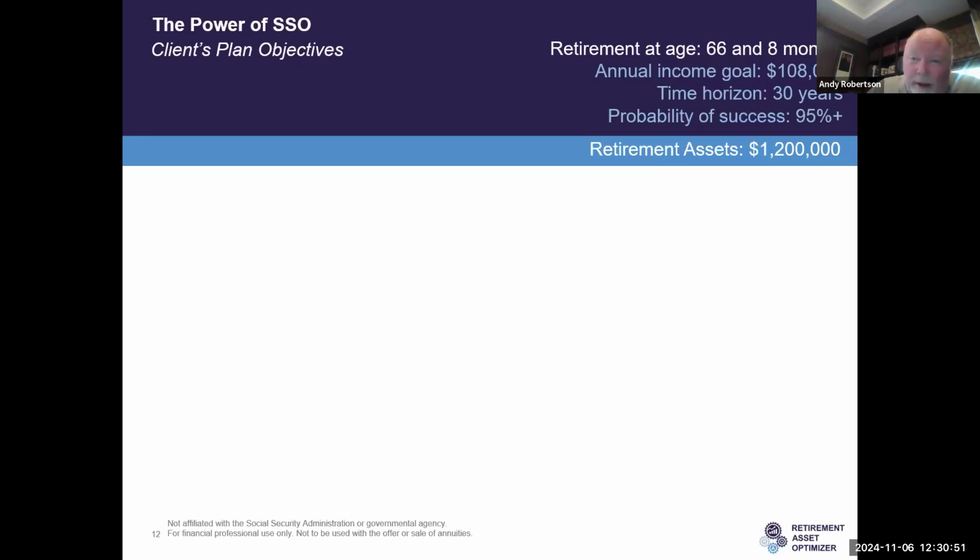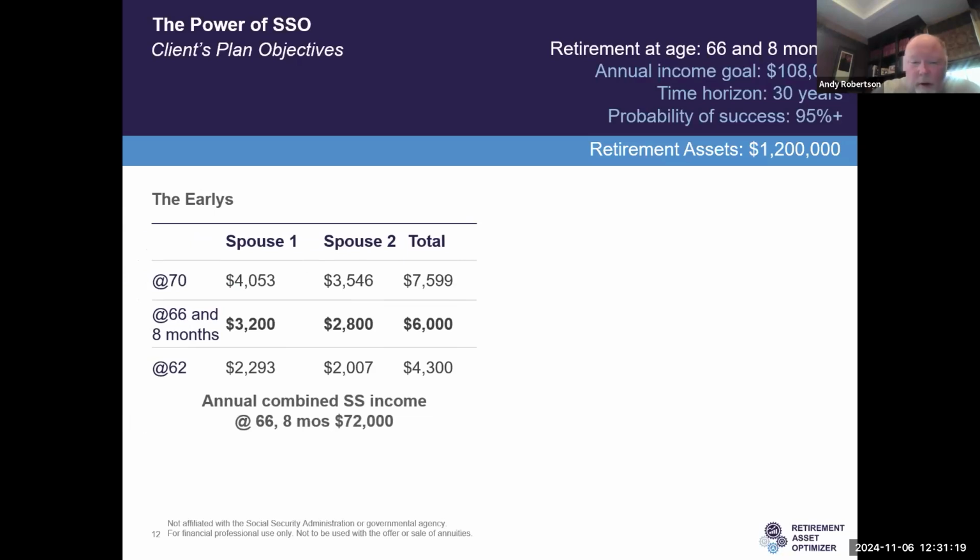They have an annual income goal of $108,000. They want the income to last for 30 years. They have a desired probability of success for that plan of 95%, and together they've accumulated $1.2 million in assets. We want to figure out right up front before they make any decisions, is $1.2 million enough to achieve their objectives? Their objectives are 30 years with a 95% probability of success. And the first thing we have to establish is, what is Social Security going to provide? And then what are we going to be responsible for as the financial advisor? What are we going to be responsible for providing with the 1.2 million assets to make the plan successful?